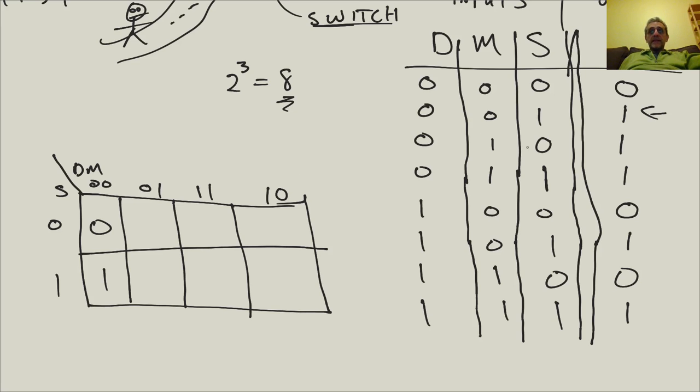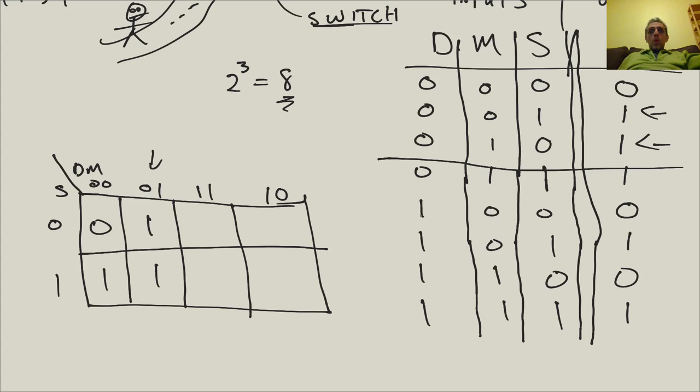0, 1 is a 0. Or sorry, let me back up here. 0, 1 for DM, that's right, 0, 1. But S is 0, that's a 1. That's a 1, so we just did that one. Next, so let me just do a line there. Now we're on this one here. Okay, 0, 1, right there. And so we're on this one now. 0, 1, 1 is a 1.